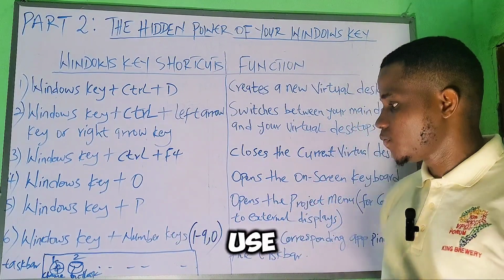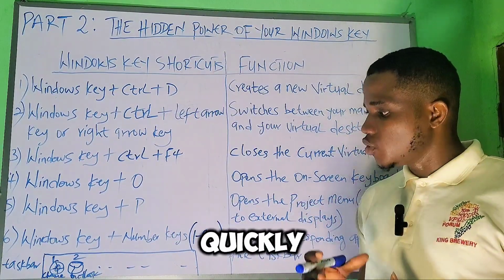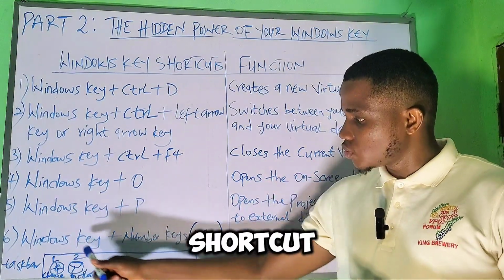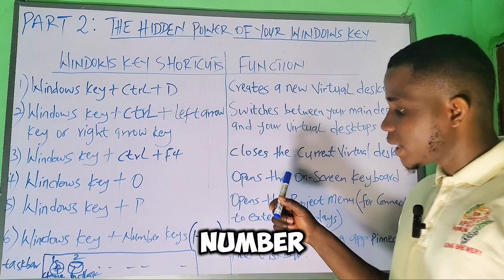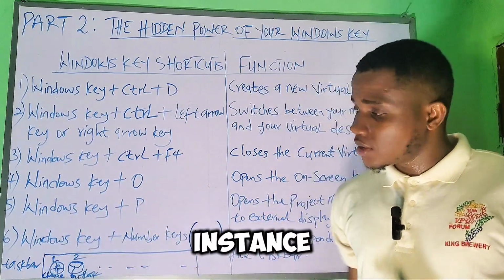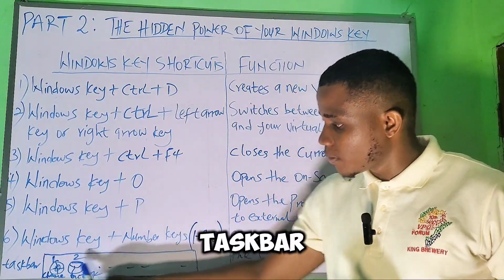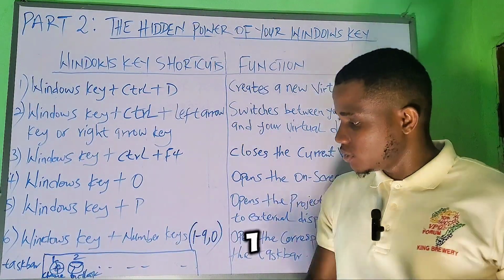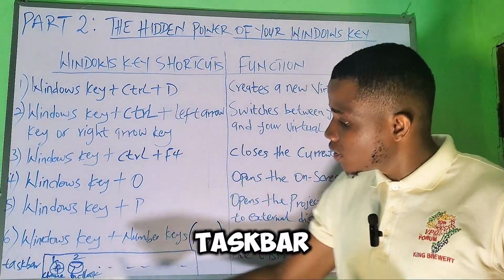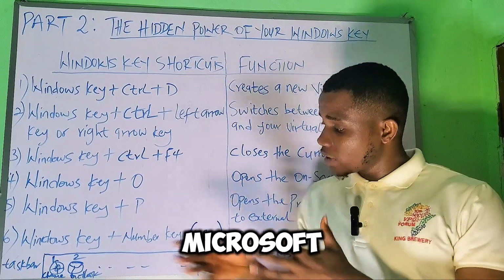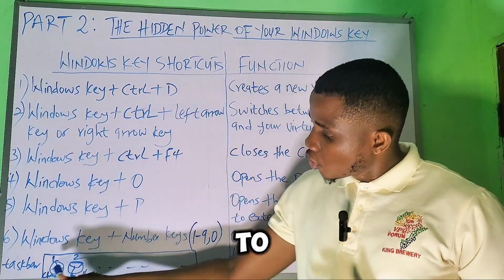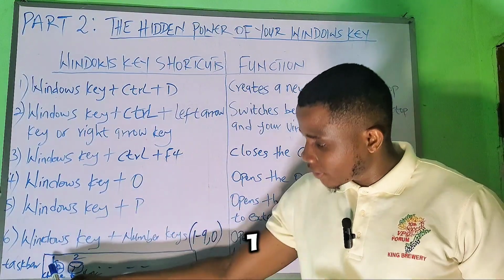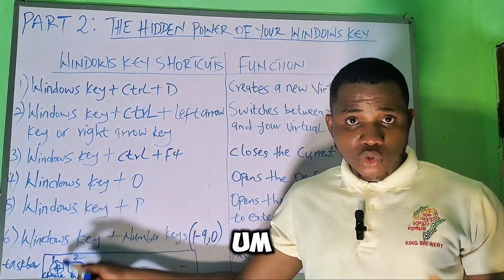So if you want to quickly open any application, you use this shortcut, Windows key plus number key. For instance, now this is our taskbar, and let's say Chrome is at number 1, the first application on the taskbar. Microsoft Outlook is number 2. So if you want to open Chrome, you use Windows key plus 1. It will open this Chrome for you.